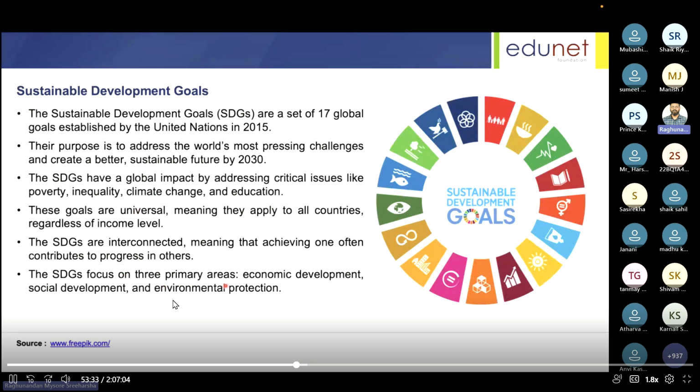It primarily focuses on these specific areas, which are ED, that is economic development, SD, which is social development, and EP, which is environmental development. So we have economic, social, and environment. So this is what we need to look at.